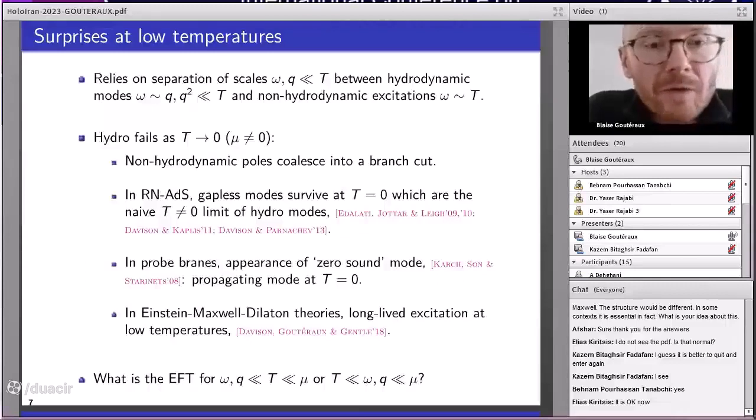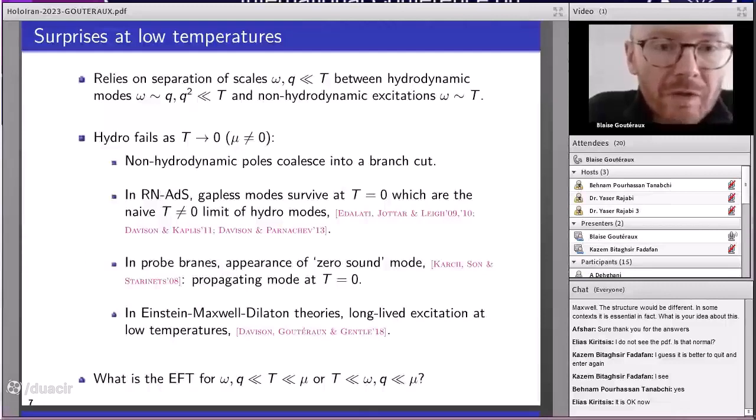Now you might want to ask, what happens if I take the limit of low temperature at non-zero chemical potential? This has been investigated in a number of papers in the past. We know that all this tower of non-hydrodynamic poles, all those poles that live at frequencies of order temperature, when the temperature goes to zero, they coalesce into branch cuts. But there's a bit of a surprise in that, in the case of Reissner-Nordström, as you take the limit T goes to zero, we see that gapless modes survive at zero temperature, which are the naive T to zero limits of the finite temperature hydrodynamic modes.